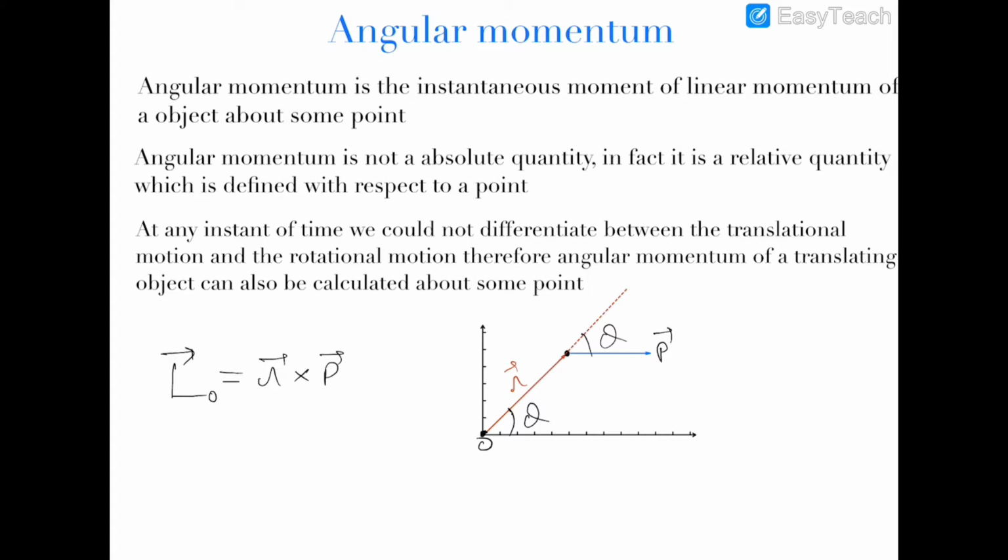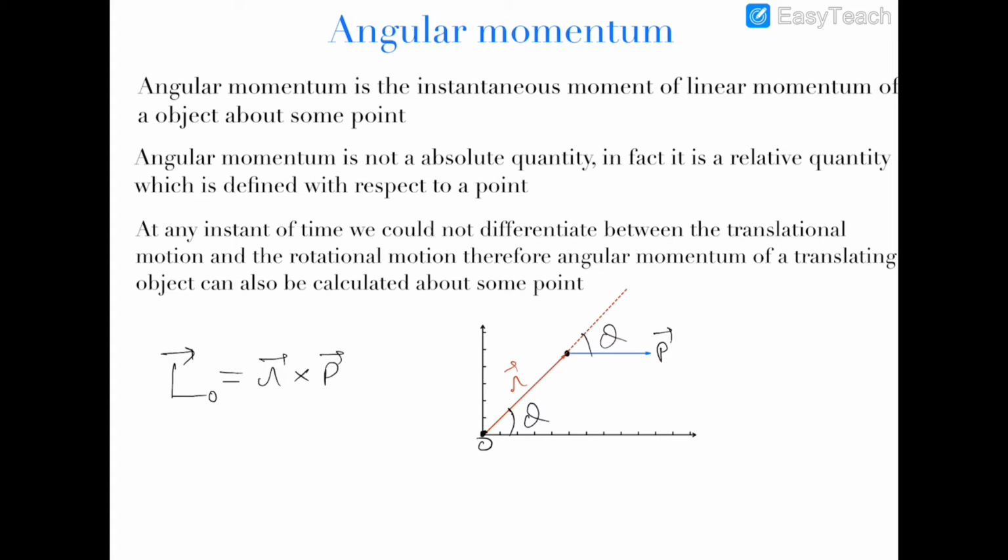You can see that there is a particle moving in the x direction with linear momentum p, and we have to find the moment of its momentum about the origin. Let us join this particle to the origin, and this vector pointing from the origin to the particle is called the position vector of the particle. This position vector makes an angle theta with the momentum, and the moment of the momentum about the origin would be r cross p.